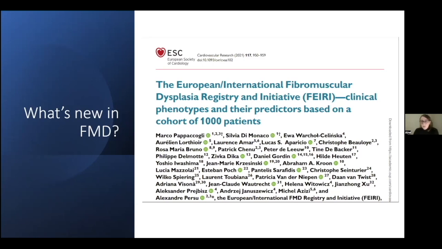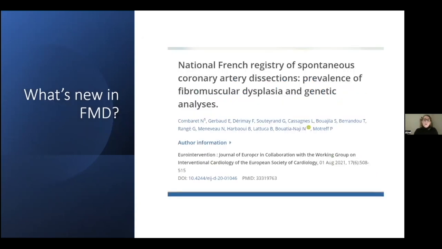This only comes from collaboration from healthcare individuals interested in FMD, but most importantly, patients who are willing to give their time and to enroll in these large registry databases. We know from registry data in SCAD, for instance, that FMD is found to be closely related, and 45% of patients with SCAD will be found to have an FMD manifestation in one or more arterial beds.